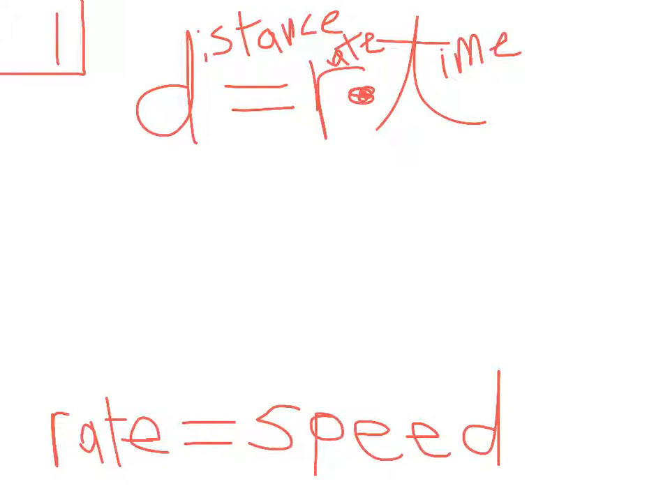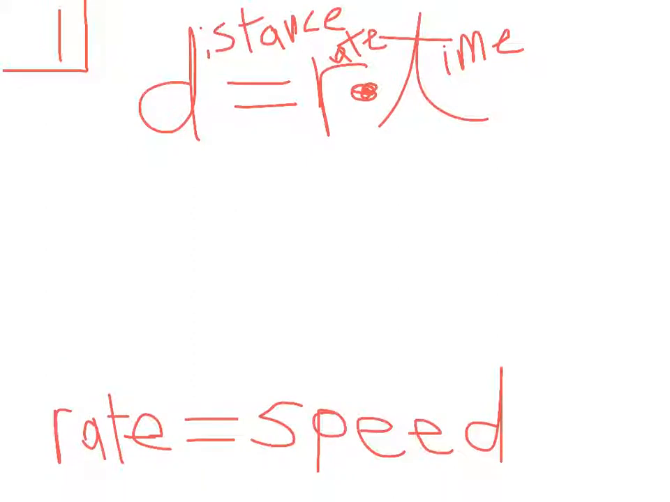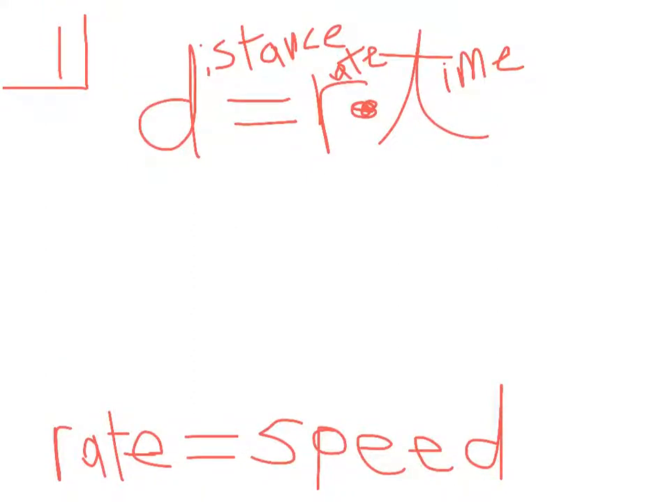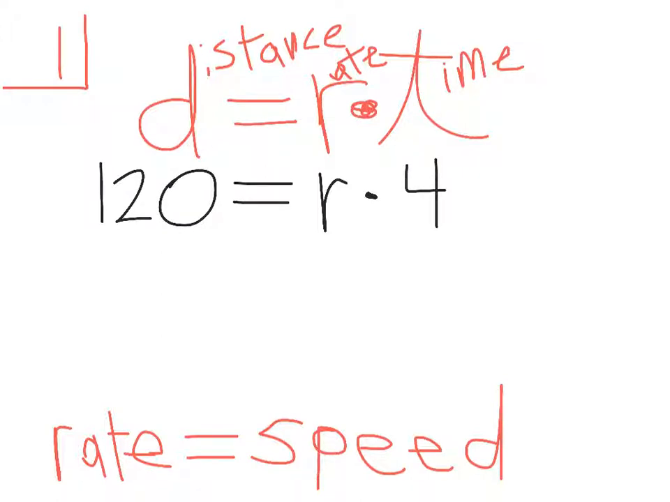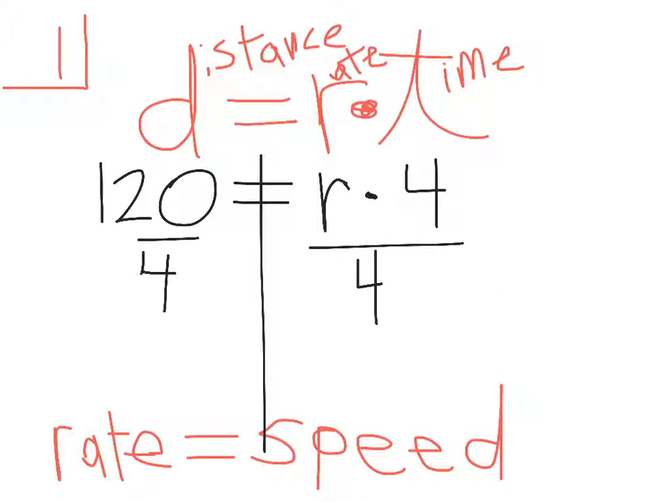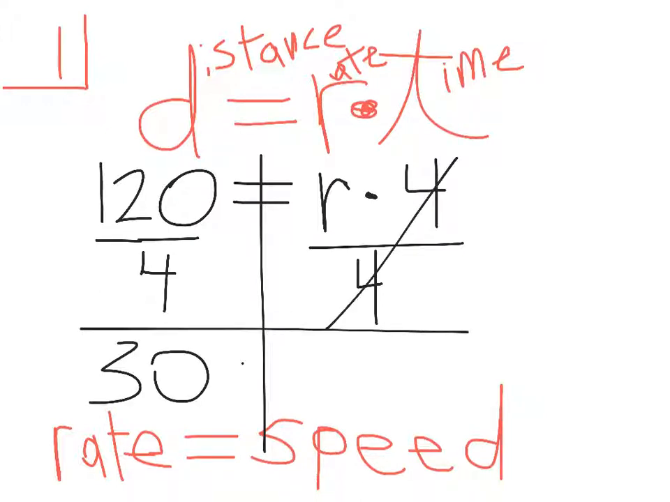The first thing they give you is they ask for the rate in miles per hour. So that means I don't know R. And the next thing it tells us, I'll just drop the equal sign down, it tells us the distance is 120 miles, and it tells me the time is 4 hours. So I've plugged everything into the equation, and then all I do to solve this is get R by itself. So the opposite of timesing by 4 is dividing by 4. 120 divided by 4 is 30. And on this side, the 4's cancel out, so it just leaves R.